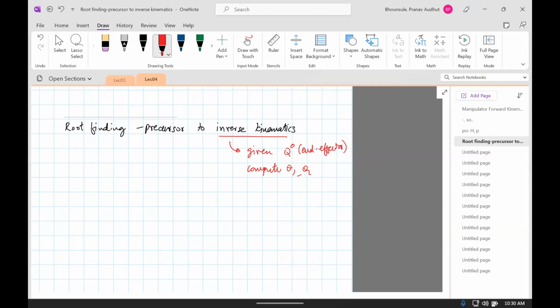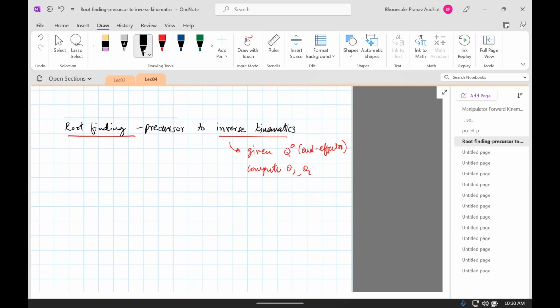And you need to find what the angles are. Instead, it's a harder problem, right? How you know what the angles are going to be is not trivial. So let's do root finding first, because that will be used extensively to do the inverse kinematics.